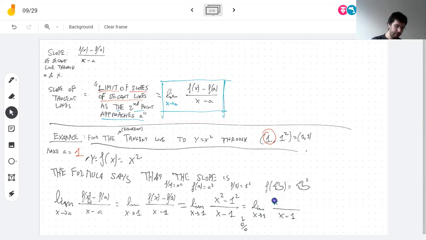Here, well, this is the difference of squares. I know how to factor that. Because if you take something that looks like a squared minus b squared, that's a minus b times a plus b. This is just a very useful identity. So the x minus 1's cancel, and I'm left with x plus 1, and that is a limit that I know how to do. That limit is the limit of a polynomial, which is a continuous function, which means I can just substitute. So the answer is that the slope is 2.